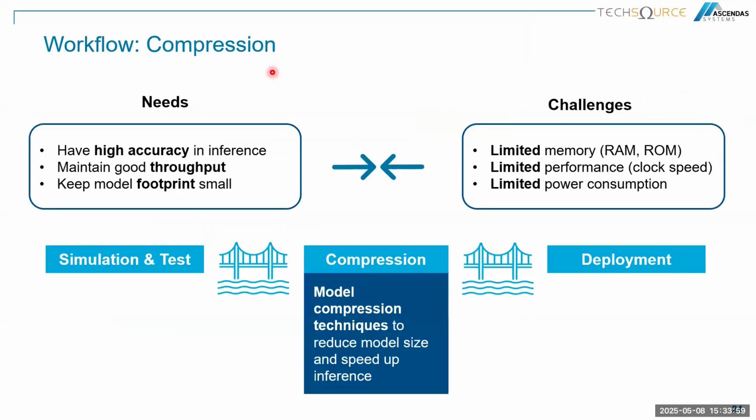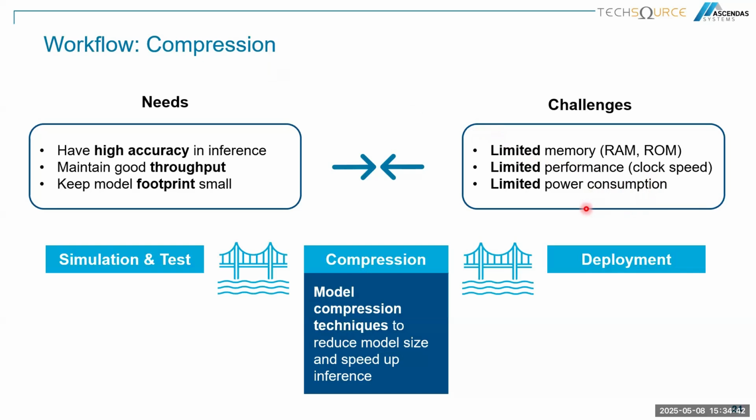Next is compression. As I told you in the beginning, you may want this AI model to be a standalone model, or you may want to fit it onto your microprocessor. For example, you create a medical device and you want to bring this AI model to fit with a very small device and a very small microprocessor. That small microprocessor has a lot of limitations: limited memory, limited performance, and limited power consumption.